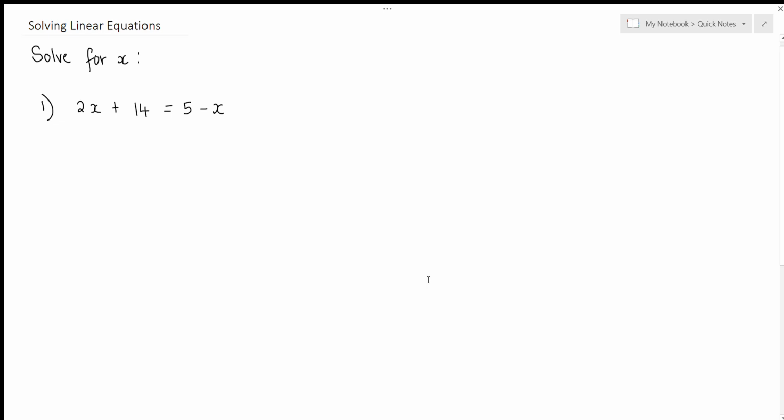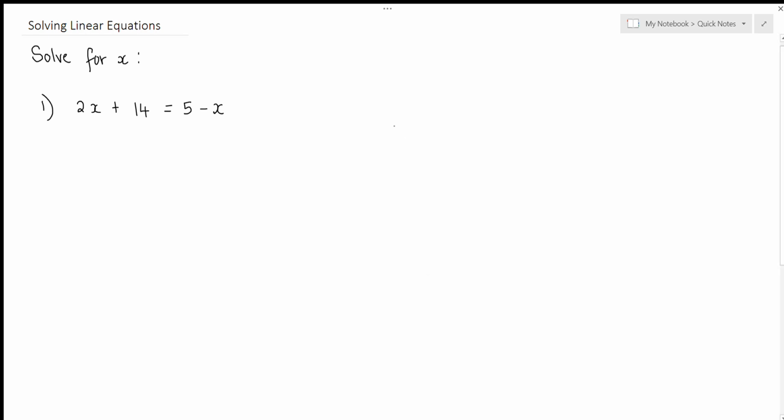Today I'm going to be teaching solving linear equations. Before we start solving linear equations, I want you to go back and do the introduction to equations. So today's lesson is basically focused on variables on either side of your equation. So we have 2x plus 14 equal to 5 minus x.